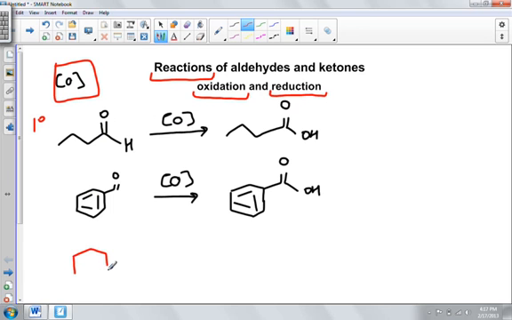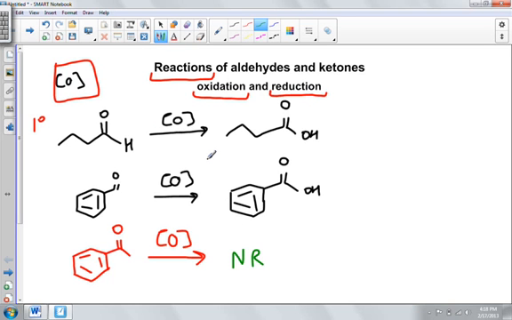But if you have a ketone, it doesn't really matter what its structure is. Let's say we've got a ketone like this, and we do an oxidation reaction here. What can you tell me is going to happen? Well, nothing, no reaction. So the aldehydes can oxidize to acids, as we've seen before, and we've also seen before that ketones cannot.